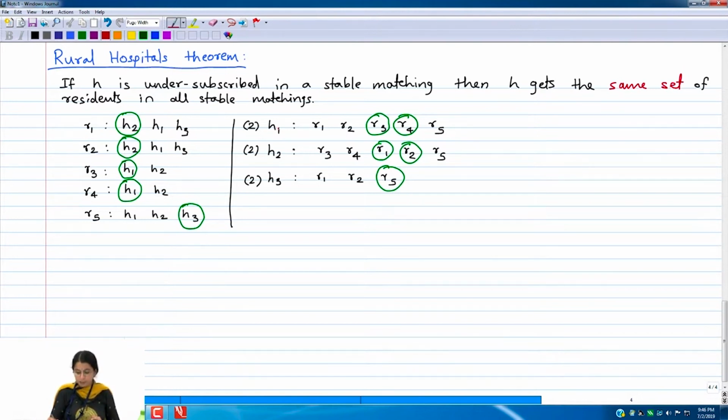Now, if hospitals propose, H1 will go and propose to R1 and R2 and they will both accept. And then H2 will propose to R3 and R4, they will also accept. Now when H3 proposes to R1, R1 already has, so let me mark these red partners. So when H3 proposes to R1 or R2, they already have better partners or they are matched to better hospitals, so they are going to reject and H3 will again end up with R5.